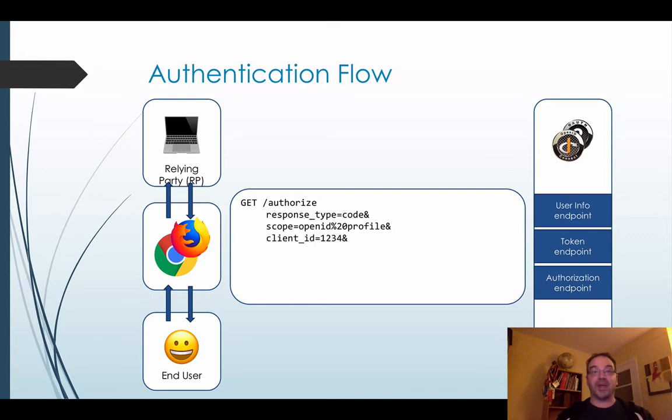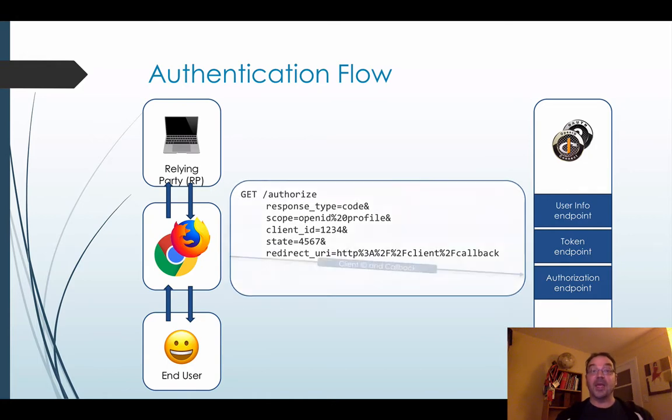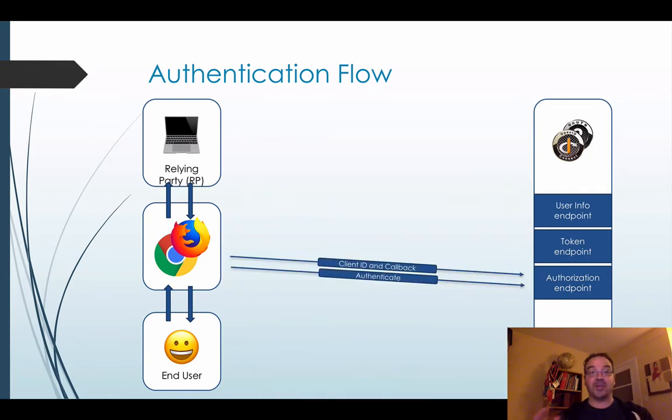We also need to provide a client ID that is registered on the ID provider and a state that is provided by the relying party to maintain the state between the request and the callback. And finally, we also need to provide a redirect URI, which is where the user will be redirected after the authorization is done. The user is then redirected to the identity provider where he is asked for his credentials.